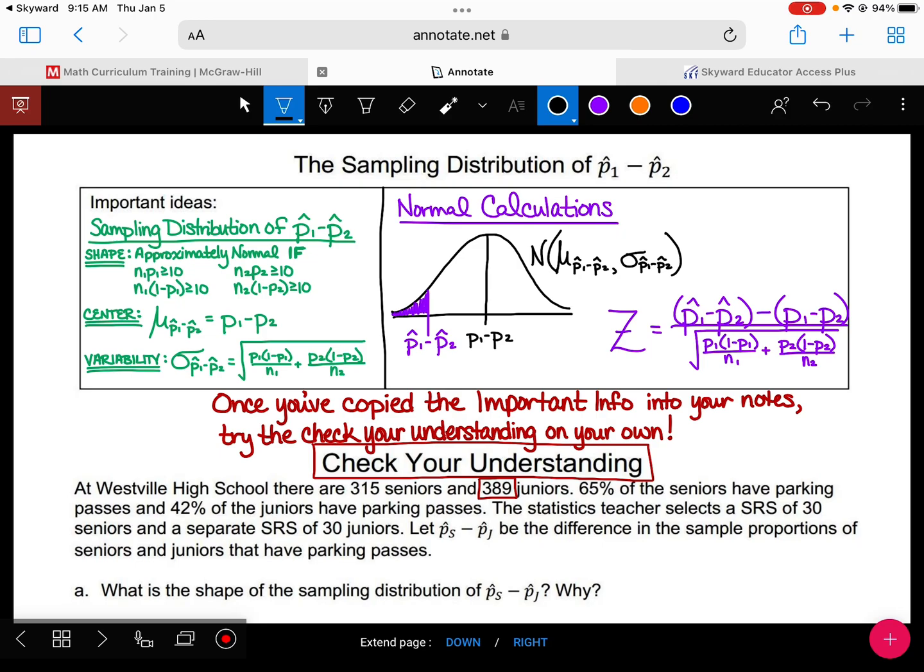For my variability, if I know the standard deviation of both of my original populations, I take the standard deviation, I square it so I have the variance, I add them together and I square root. If I have to calculate each of those standard deviations, that's what it's showing underneath that square root symbol, is how to calculate the standard deviation for each of those sampling distributions.